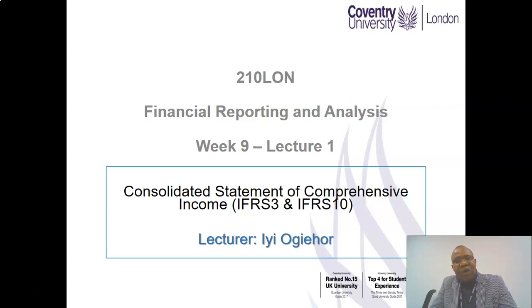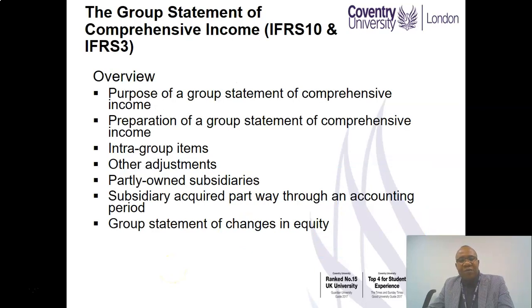This week, we will continue our consideration of group accounts, specifically looking at consolidated statement of comprehensive income. Last week, we looked at the preparation of consolidated statement of financial position. We will develop that knowledge further this week by looking at statement of comprehensive income.